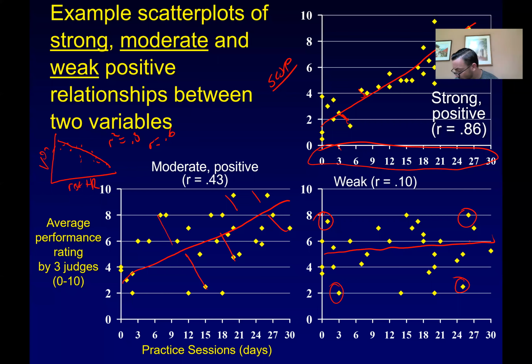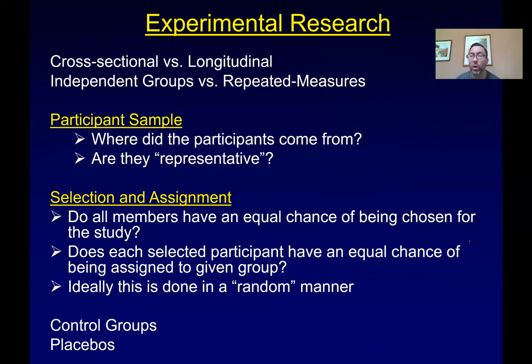So if that's correlational research, when we do a more true experiment, where we're going to manipulate something, we also need to pay attention to several other things. One of those is, who are the people that we're testing? Where did they come from? How do we pick them? Okay. And there's a big question that we need to understand here: are those people representative of the population of people we would like to generalize our study to?